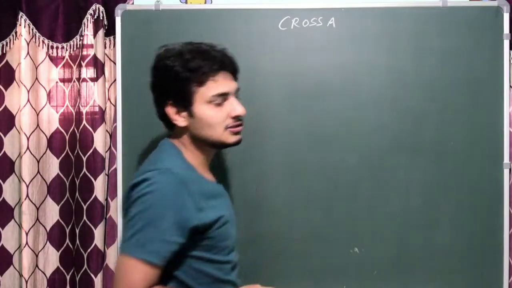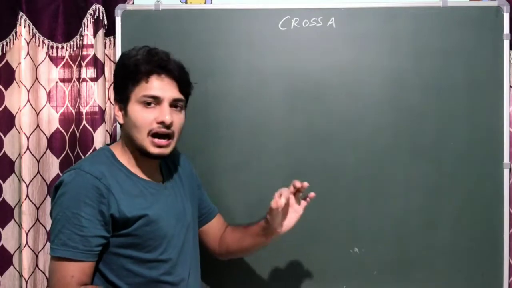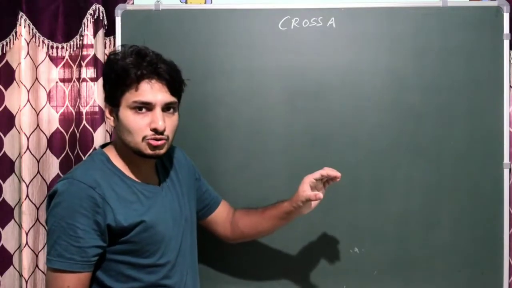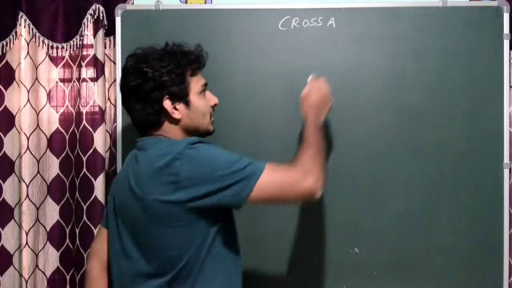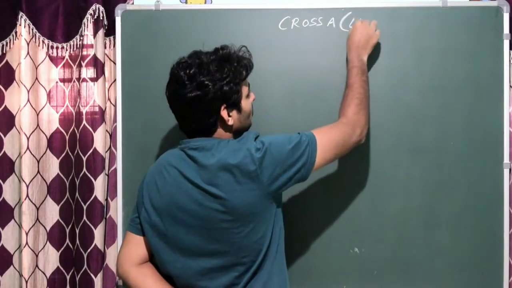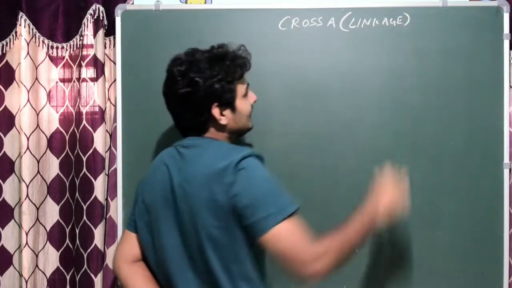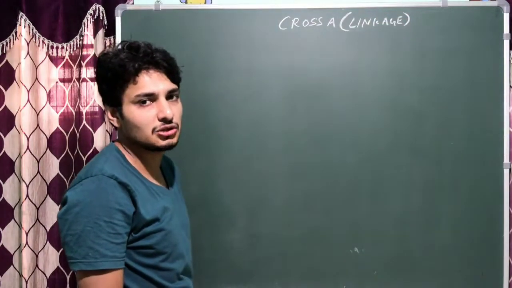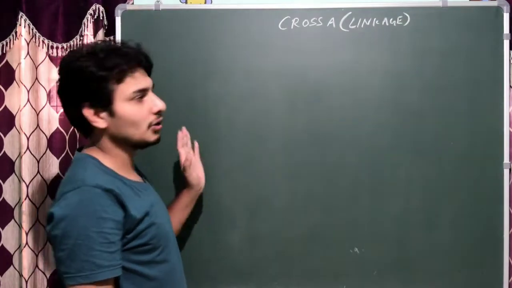That means the body color gene and the eye color gene on the X chromosome are very closely situated. So that is cross A. That means this experiment is to prove linkage. So what is linkage? It is the physical association of two different genes on the same chromosome, that is cross A or linkage.